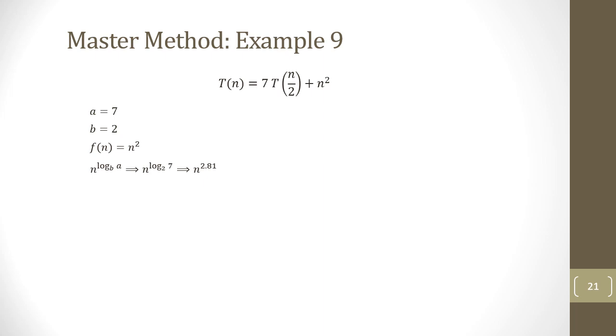For this example recurrence, a will be 7, b will be 2, f of n will be n square, n to the power of log base b of a will be approximately equal to n to the power of 2.81.